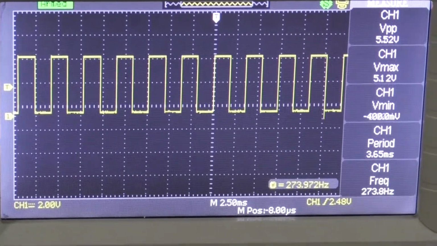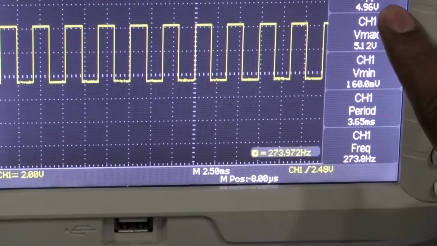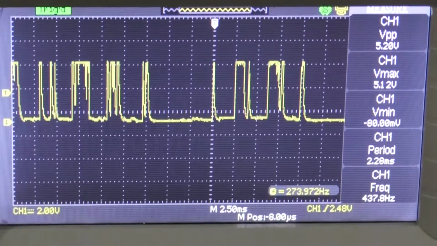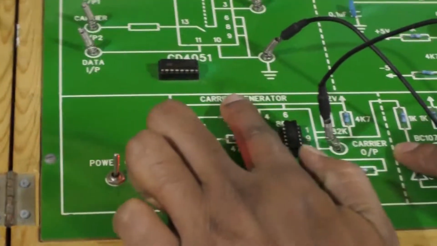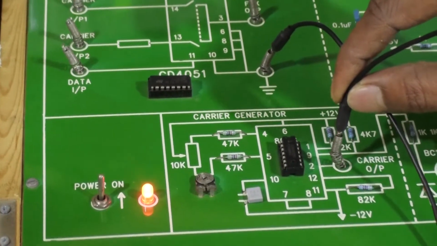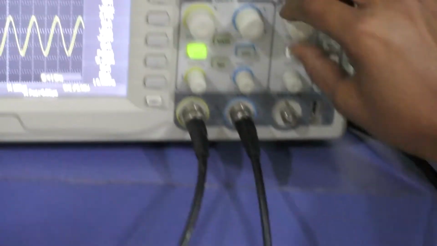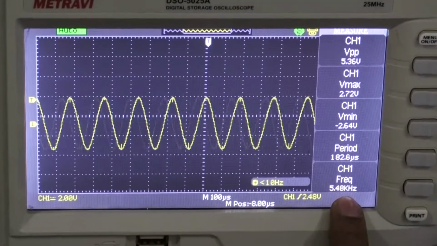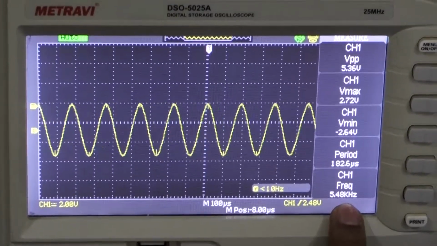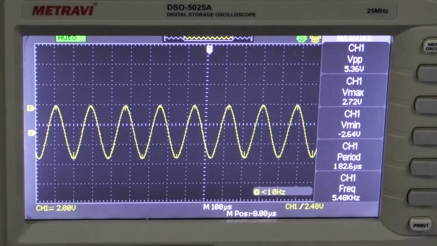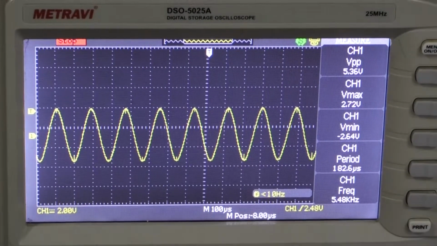So after verifying the data generator, you have to note down the values of the amplitude and frequency of the data. So after that I am going to identify and verify the carrier signal. So this is the carrier generator. So by using carrier generator, I am connecting DSO to the carrier generator output. So by observing the values of the carrier generator, see here it is approximately having 5.4 kilohertz. It is very much high frequency. When it comes to the data, it is almost around 1 to 2 kilohertz, low frequency signal. So this is the high frequency carrier signal.